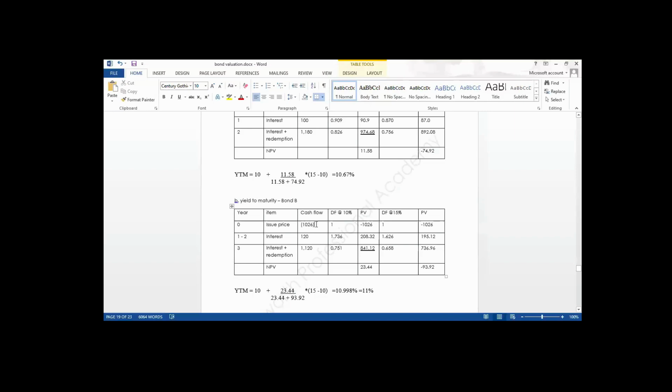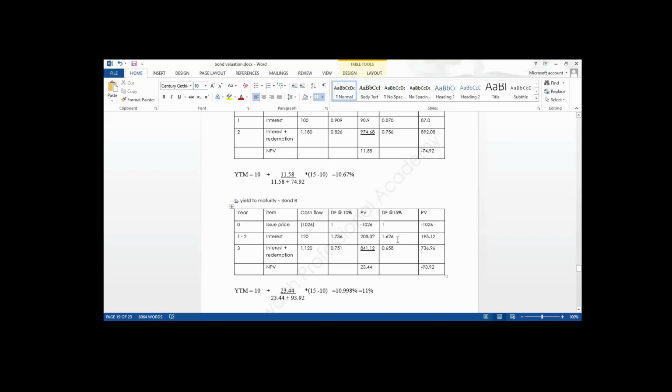What is the cash flow in year zero? Sorry, my boss, I was muted. Cash flow in year zero is minus 1,026. So multiply by 1, what do you have? Multiply by one. It's still giving me the same thing.